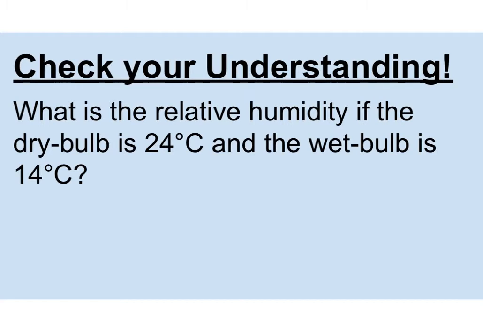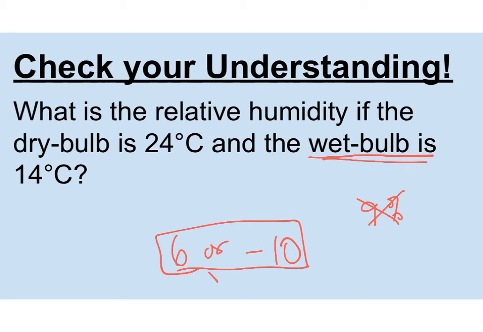All right, hopefully you did better that time. Again, if you used just the wet bulb temperature instead of the difference, you probably got the wrong answer of 9%. The correct answer should have been 30%. You just got to remember to subtract and not use the wet bulb temperature when you're using that chart. And if you got the answer of either 6 or -10, then you probably used the wrong chart again. You probably used the dew point temperature chart instead of the relative humidity chart.